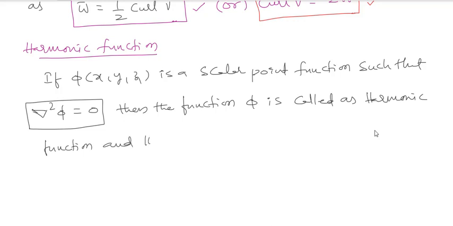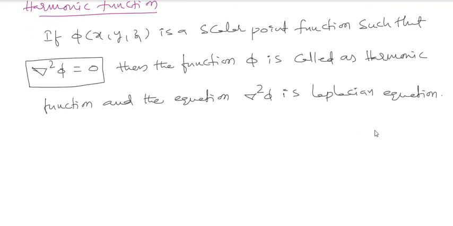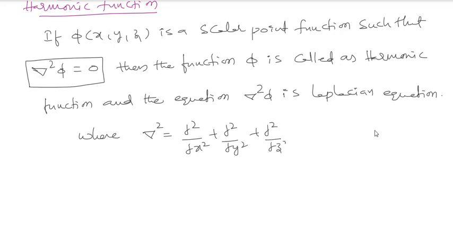and the equation del square phi equals 0 is the Laplace equation, where del square is dou square by dou x square plus dou square by dou y square plus dou square by dou z square, which is the Laplacian operator. This is the Laplacian operator you have to take.